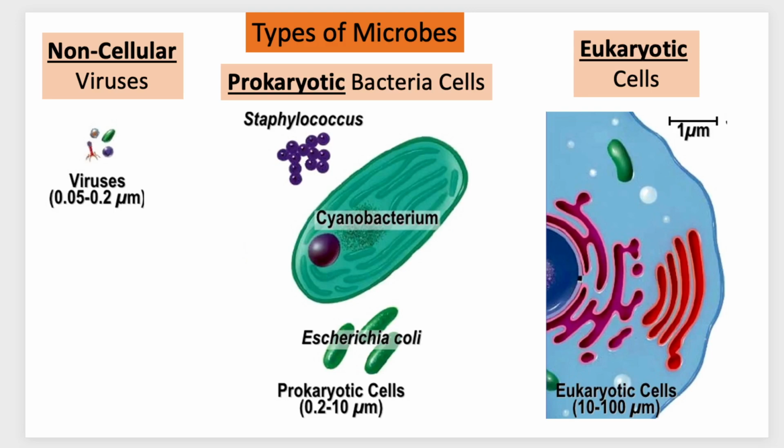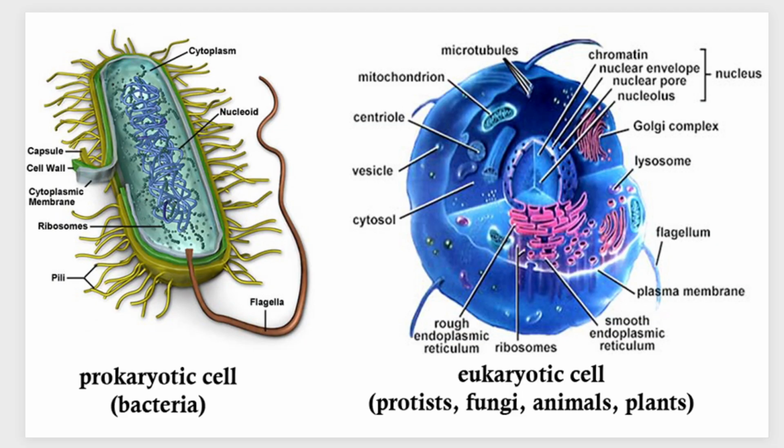That brings us to classification. So for our types of microbes, we're going to have non-cellular, which will be our viruses. And then we have our prokaryotes, which are our bacterial cells. And we have our eukaryotes, which are going to be our cells that are more advanced, that have a nucleus and organelles. And we talked about all these in BIO220, but just briefly to summarize the difference.